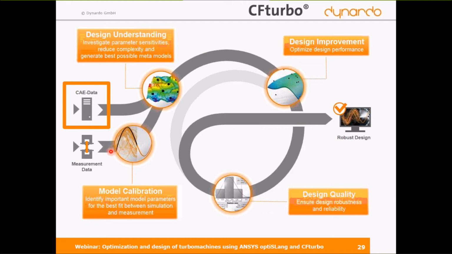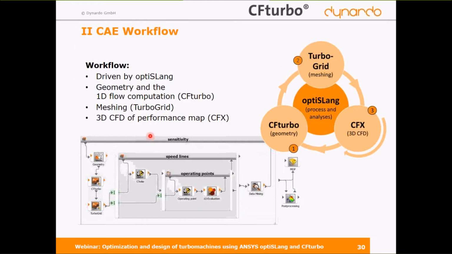So now let's have a look at the CAE process. How was this captured in an automated workflow? Here you can see a schematic of this workflow. The first point is always to start with the geometry, which has been done in this case by CFturbo. Then do the meshing. And after the meshing, you need to run the solver all the time for calculating all the operating points of the performance map. And this whole process is then driven by optiSLang.